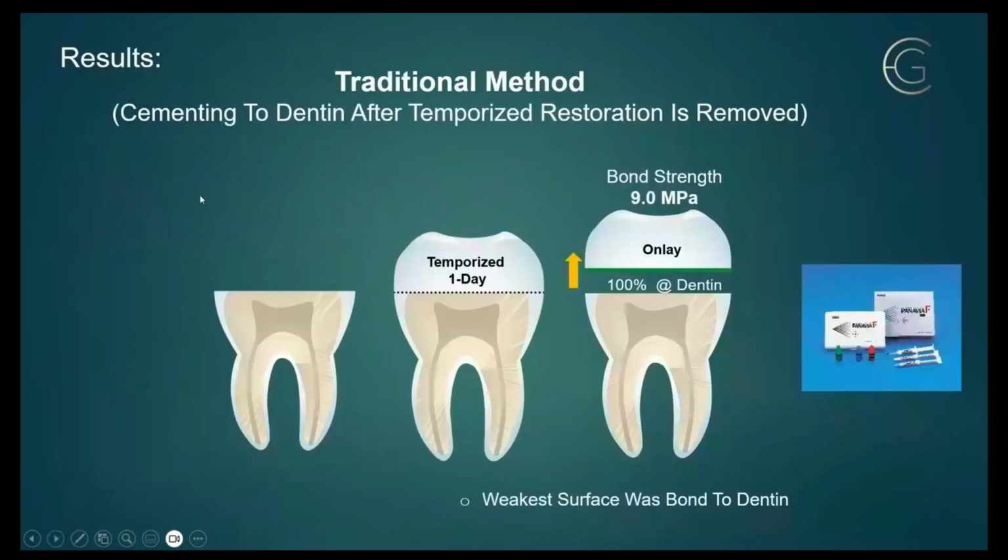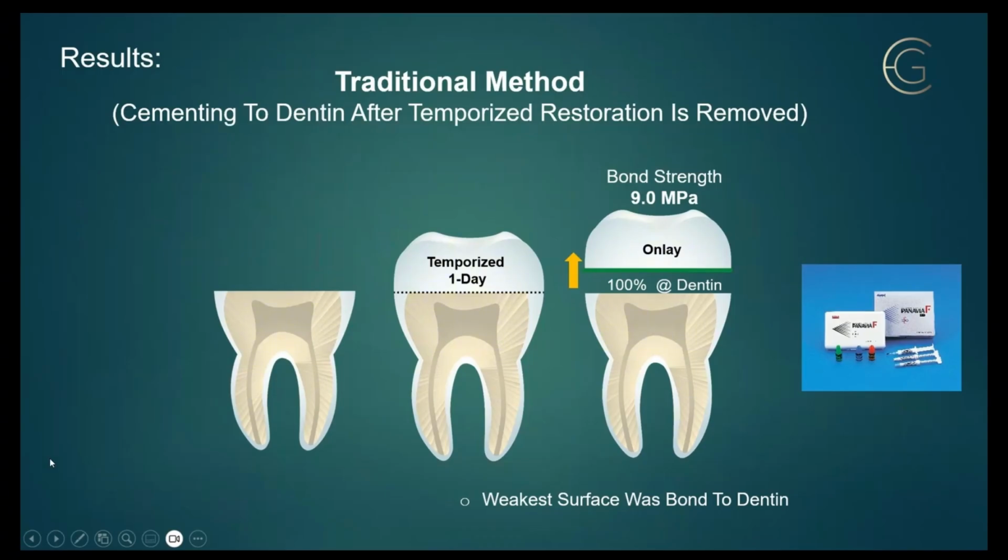Here's what's so cool: here's the traditional method. This is what we're taught in dental school. He prepped a tooth, he temporized it for a day, and then he pulled it apart. The bond strength was 9.0, 100% failure at dentin. And back then, all they had was Panavia F to work with. The weakest surface was the bond. So we were taught in dental school you can't bond to dentin because this is the technique they were teaching us, even though there were proven techniques all the way back then in 2003 and even earlier in the 1990s that showed us that you could bond to dentin.